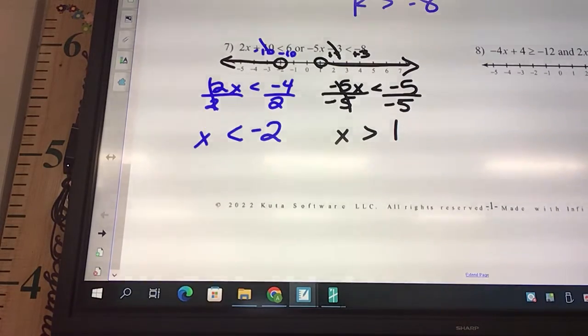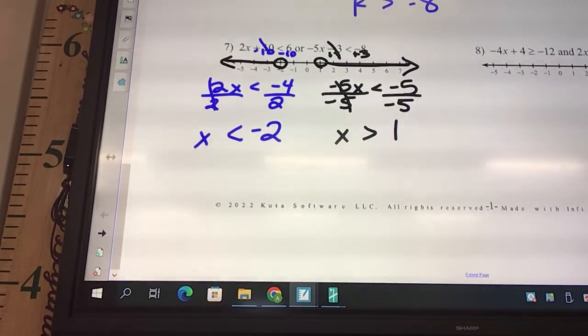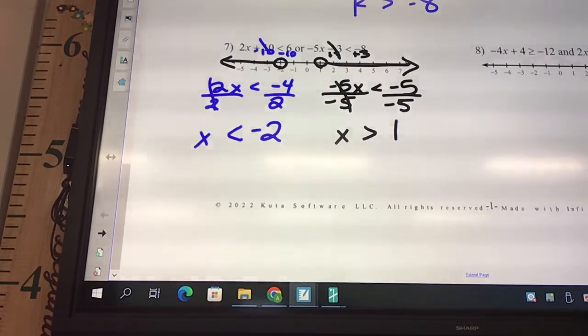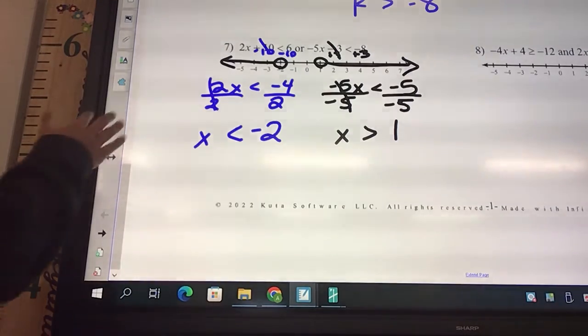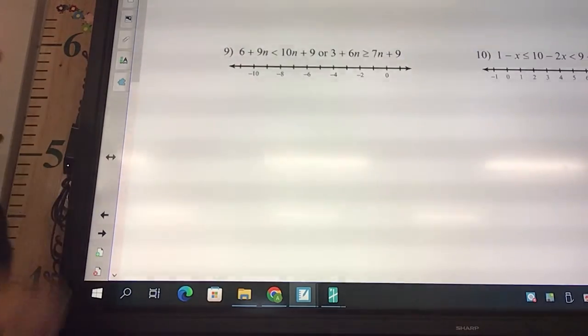Okay, so the front page is all those 1 and 2 steps. The back page is, I guess, more than 2 steps, so multi-step.